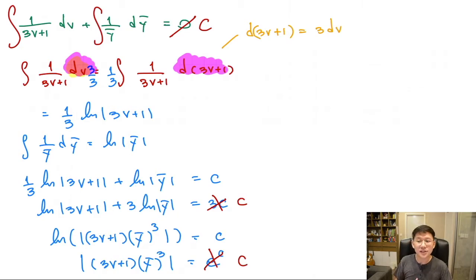Make sense? I can call it c star. You can call it c star if you want, but I don't want. I don't care. Okay?